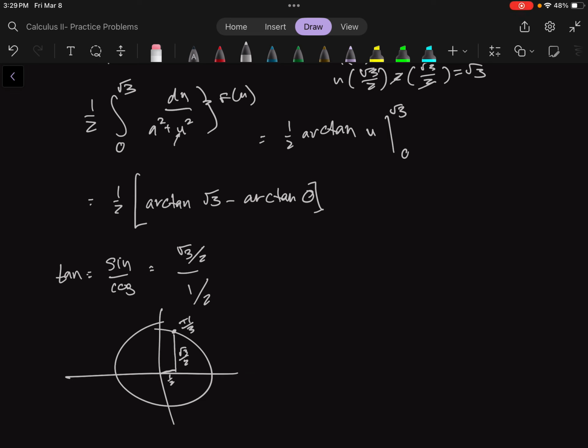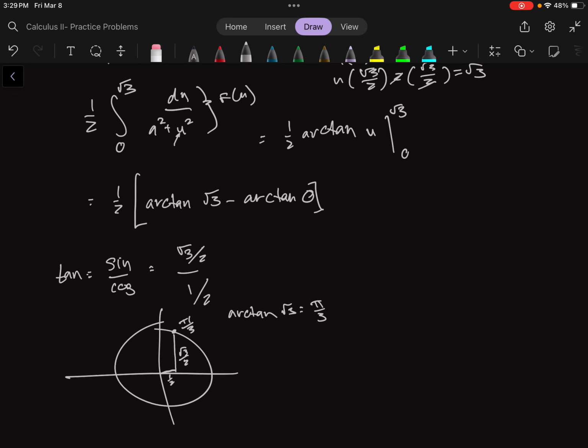So arctan of square root of 3 is just that angle. Arctan would be an angle measure. So arctan of square root of 3 equals pi over 3. Right, and now let's look at 0.